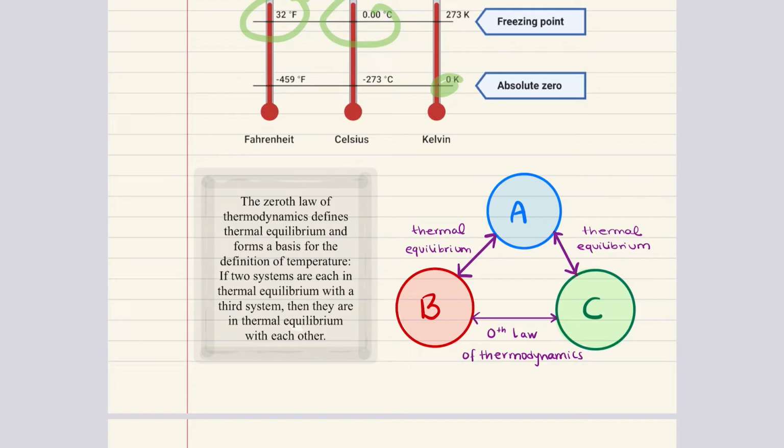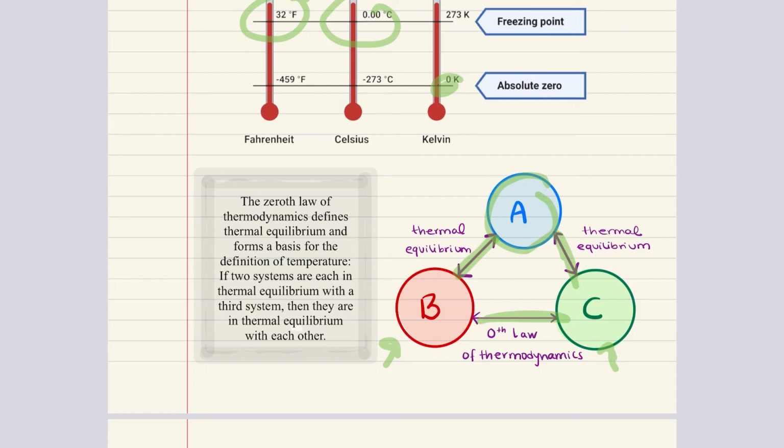So the visual representation of this law is that we have, say, system A, B, and C. When in thermal equilibrium, we can say that A and B are in thermal equilibrium. And A and C are in thermal equilibrium. And according to the 0th law of thermodynamics, that would mean that systems B and C are also in thermal equilibrium. So in summary, understanding temperature and its measurement across different scales is really crucial for studying thermodynamic processes. And the 0th law of thermodynamics really underpins our ability to measure and compare temperatures.